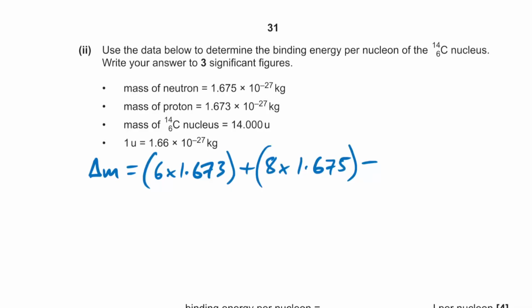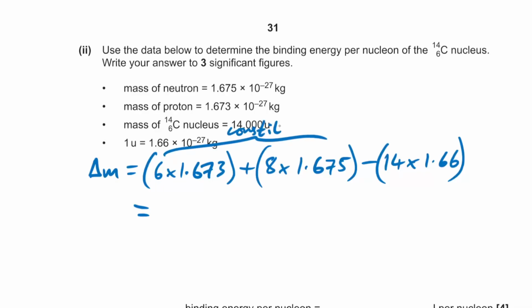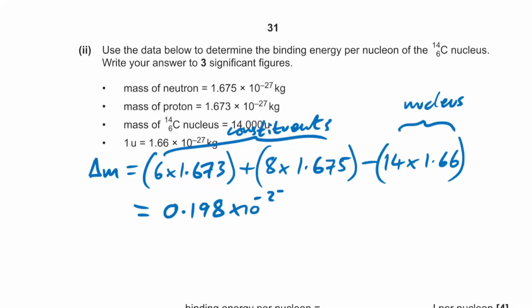Oh, they've given us it in U. Oh, that's okay, fine. So we're just going to take away 14 times 1.66 times 10 to the minus 27. I feel like that should be 3 sig figs, but whatever. So of course this is the constituents, and this is the nucleus together. And I end up with 0.198 times 10 to the minus 27.